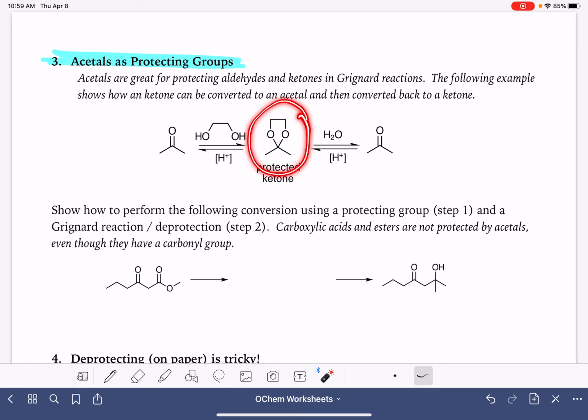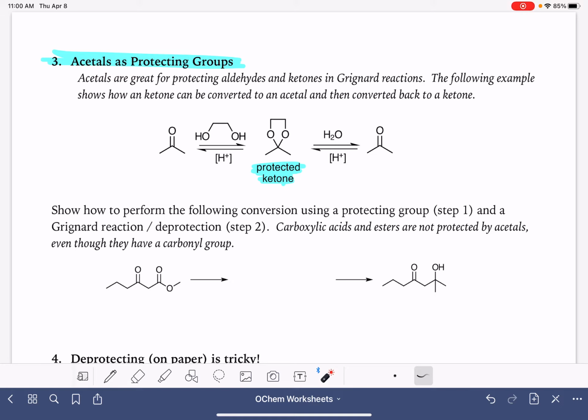It kind of looks like a person. The diol is used to form the acetal. These oxygens are connected to each other, so it makes this cool little acetal right here. This is what we would refer to as a protected ketone. So we've got this ketone that has been temporarily converted into a non-reactive acetal.